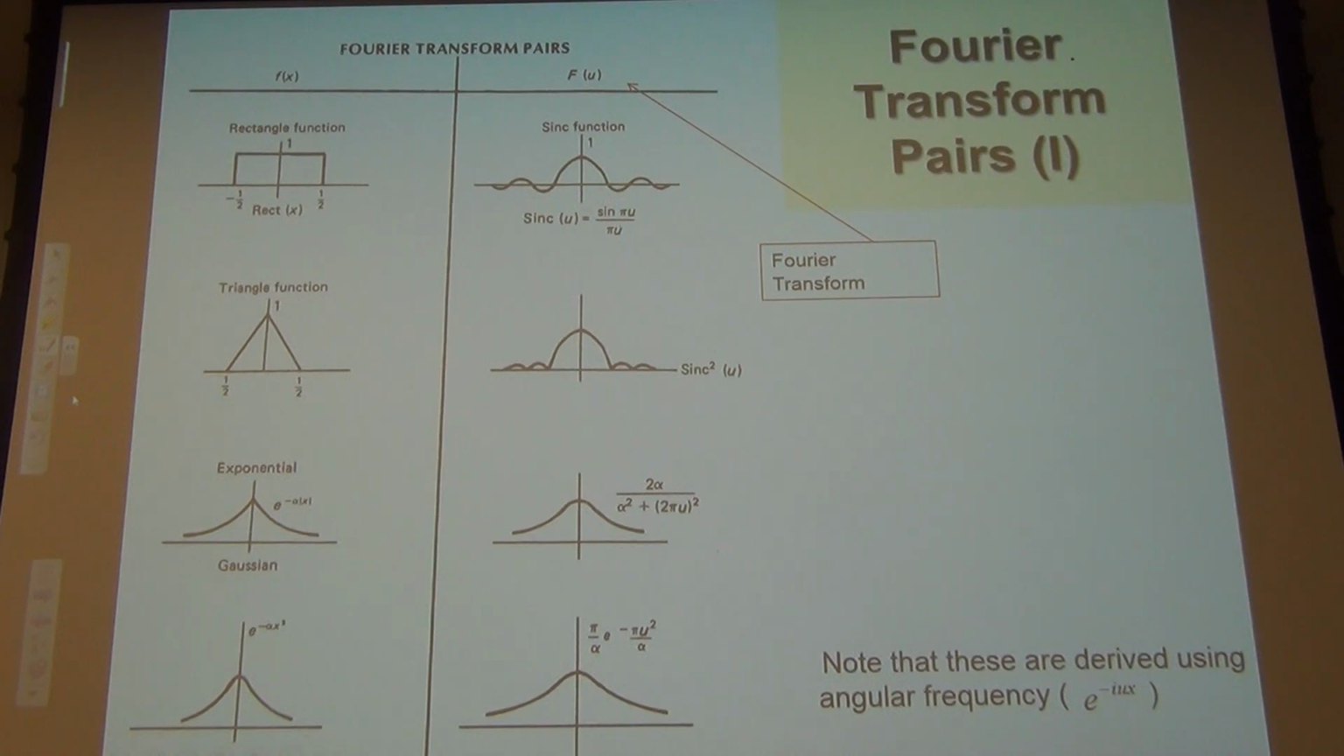This is some Fourier transformations for some typical functions, like the rectangular function. After the Fourier transformation, the function looks in this way, the function in the frequency domain. And this is the triangular function in the time domain, and this is the function in the frequency domain after the Fourier transformation. And this is exponential. This is the Gaussian.